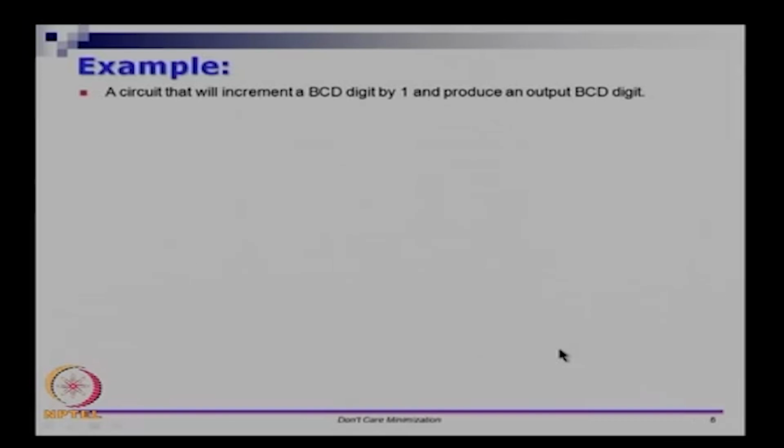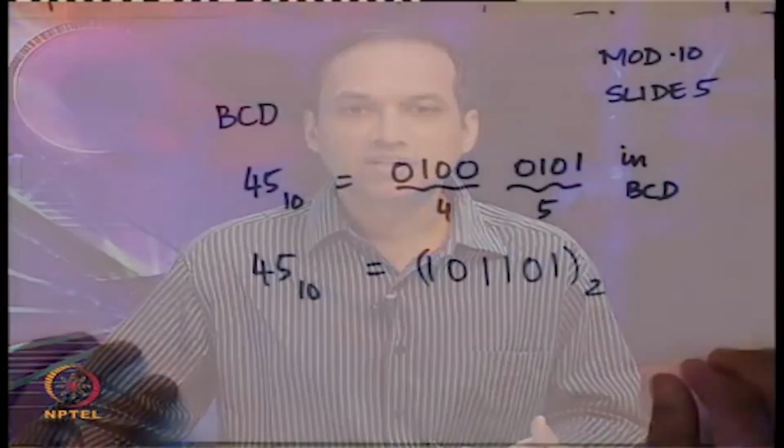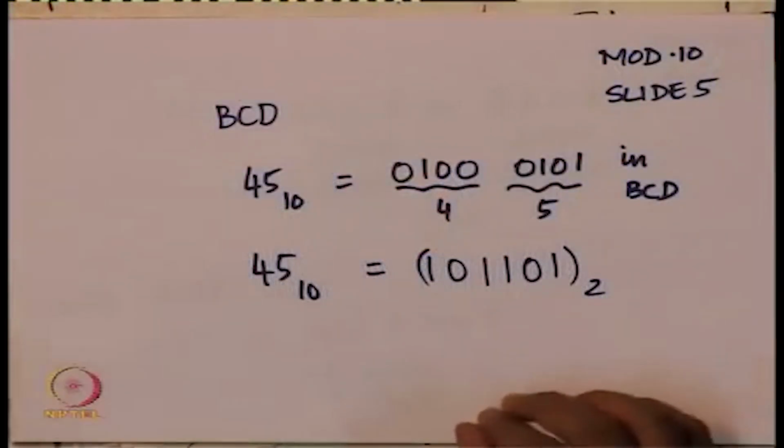In this example we are going to design a circuit that will increment a BCD digit by 1. So BCD stands for binary coded decimal, and I will show you what it is on the piece of paper soon. So we are given an input which is binary coded decimal, and we are going to increment it by 1 and produce another output binary coded decimal digit. So let us look at what a BCD is.